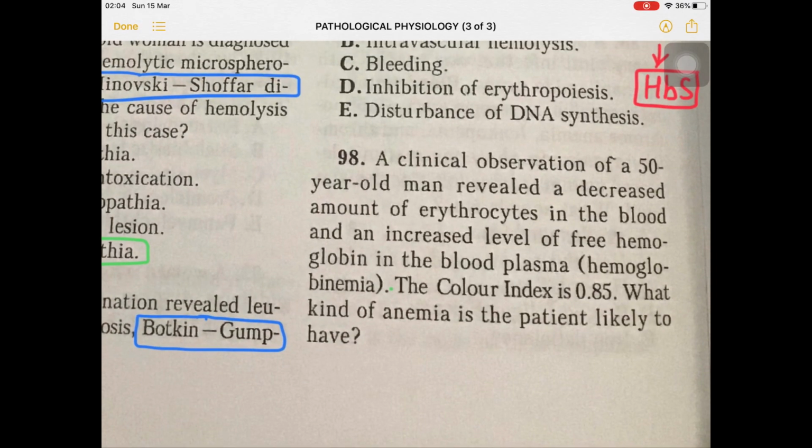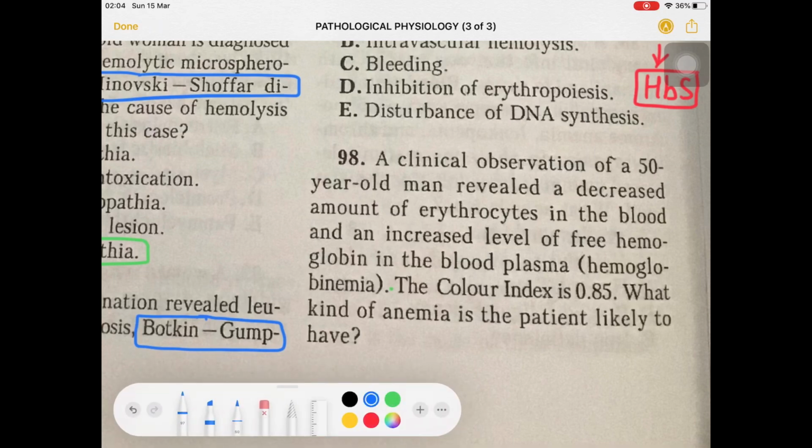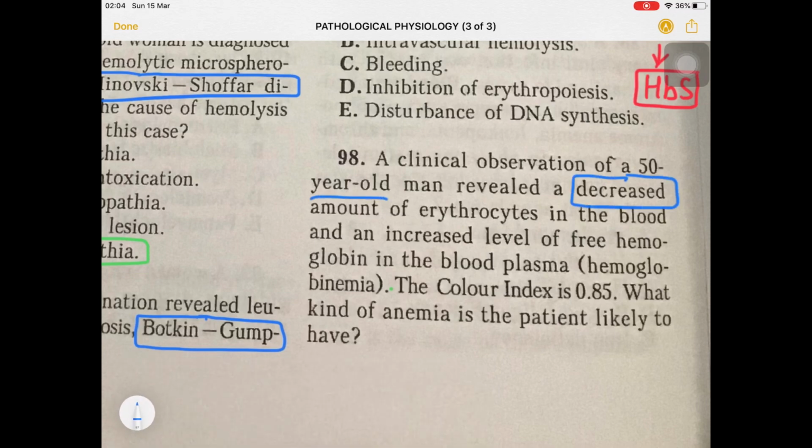In question number 98, they are describing a clinical observation of a 50-year-old with a decreased amount of erythrocytes, which means anemia, and an increased level of free hemoglobin. So they are giving you one more hint that erythrocytes are getting destroyed. If the RBCs are destroyed, the hemoglobin they are carrying will come out from the RBCs, and now hemoglobin is actually toxic.